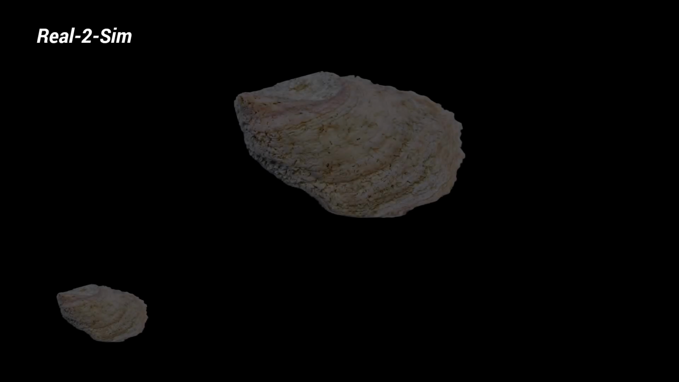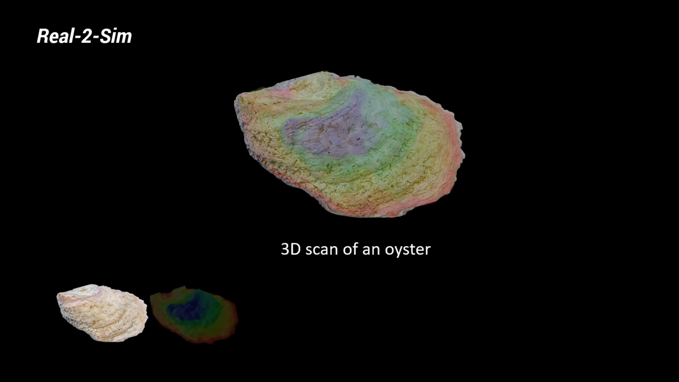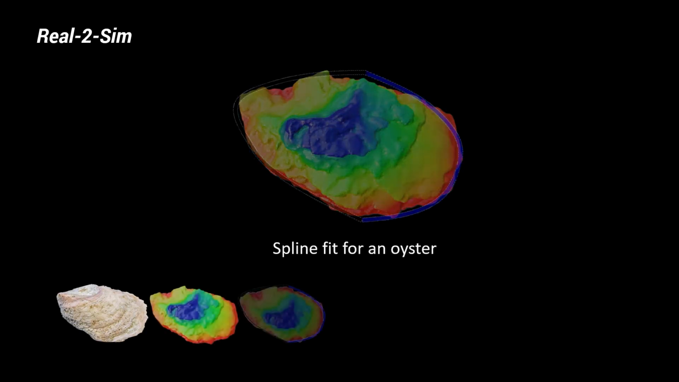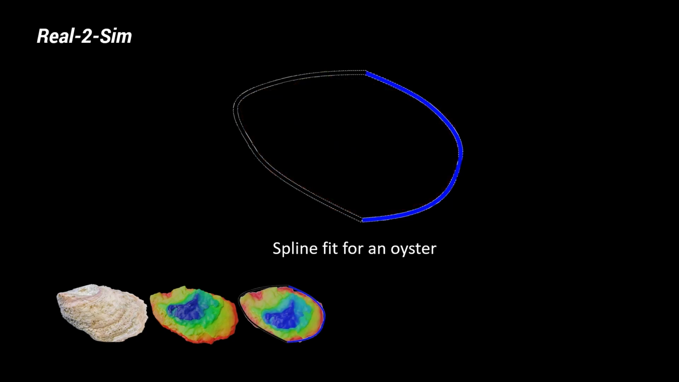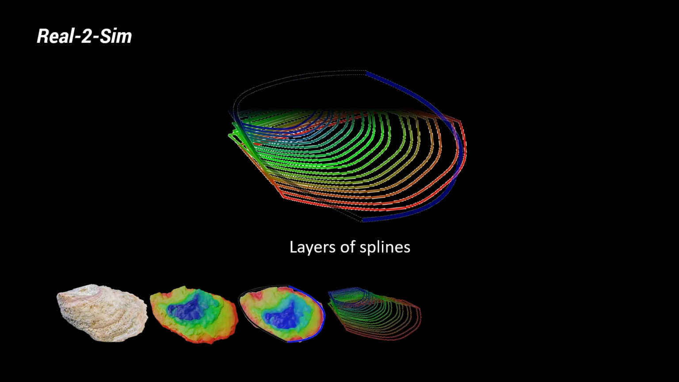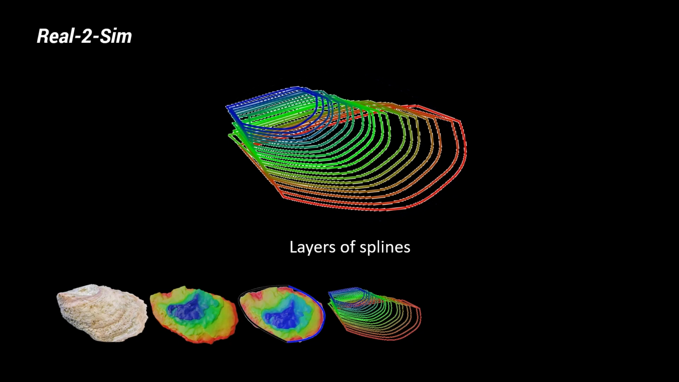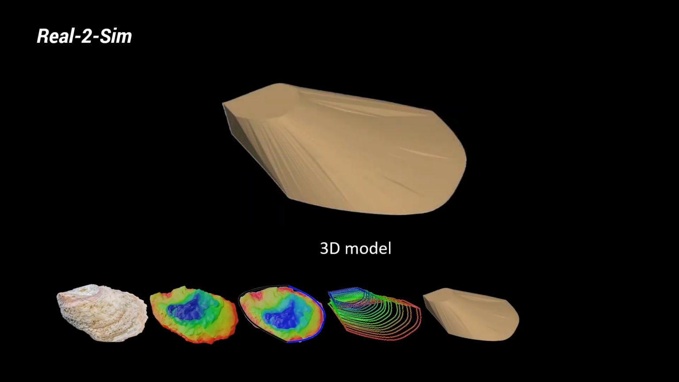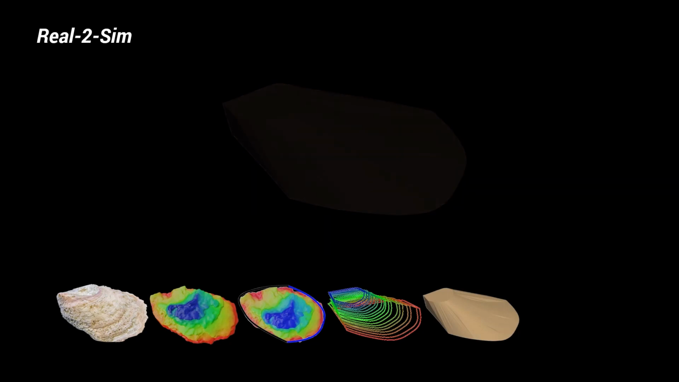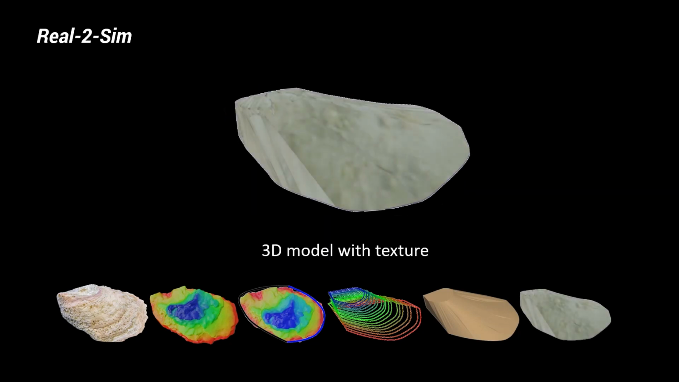Steps in the geometrical modeling of the oyster are demonstrated here. We 3D scan the real oyster, then we use splines fit to the oyster's bottom layer to model it. We extend the 2D model to the 3D model with multiple layers of the spline. PyVista is used to generate 3D models from the layers given. Finally, we apply the texture to the generated 3D model of the oysters.